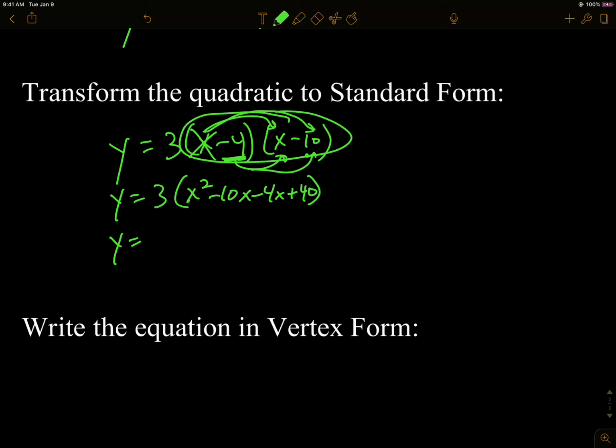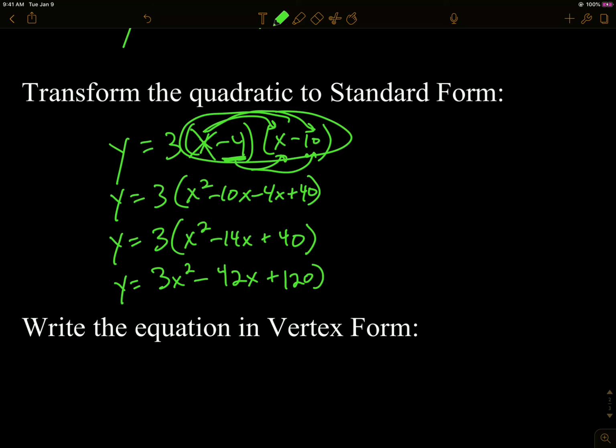Now I want to combine like terms. So I get x squared minus 14x plus 40. Now I'm going to distribute the 3 to everything. So I get 3x squared minus 14 times 3 is going to be 42, so 42x plus 120. Don't need parentheses. That is now in standard form.